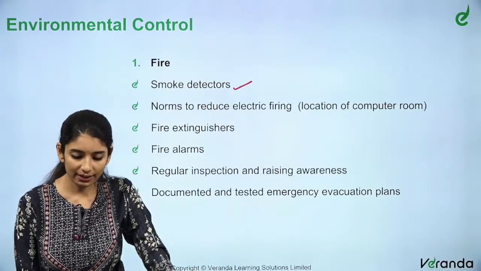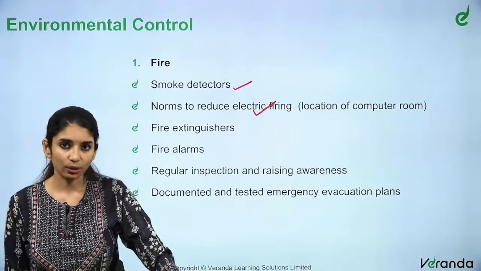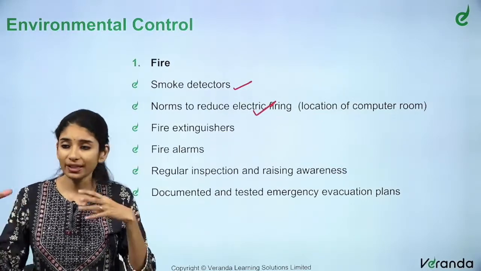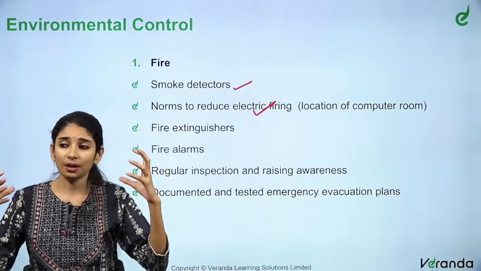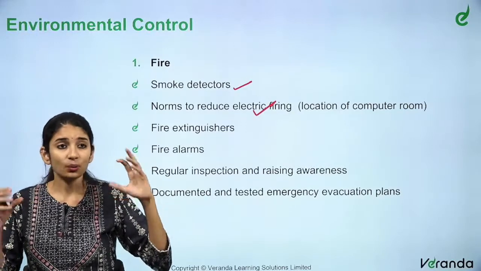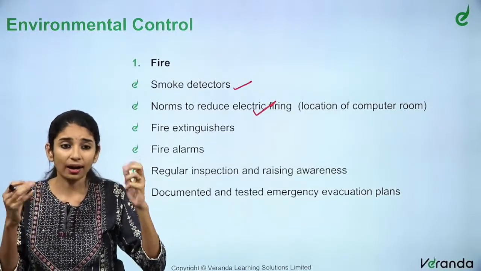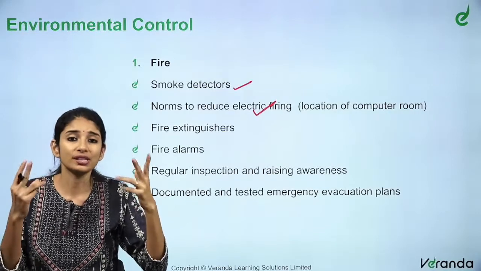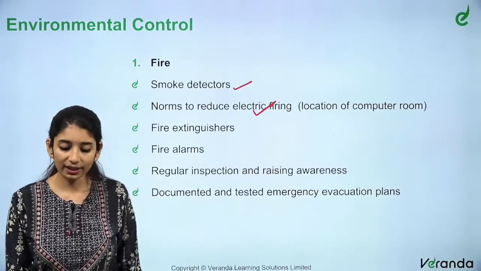First I put smoke detectors, very good. Next, norms to reduce electric firing. What is the meaning of electric firing? When too many systems, too many internet connections, too many modems are all kept together, connected with electricity, there is a chance of a spark, fire due to electric spark. So, norms to reduce electric firing. Now, how can I reduce that?